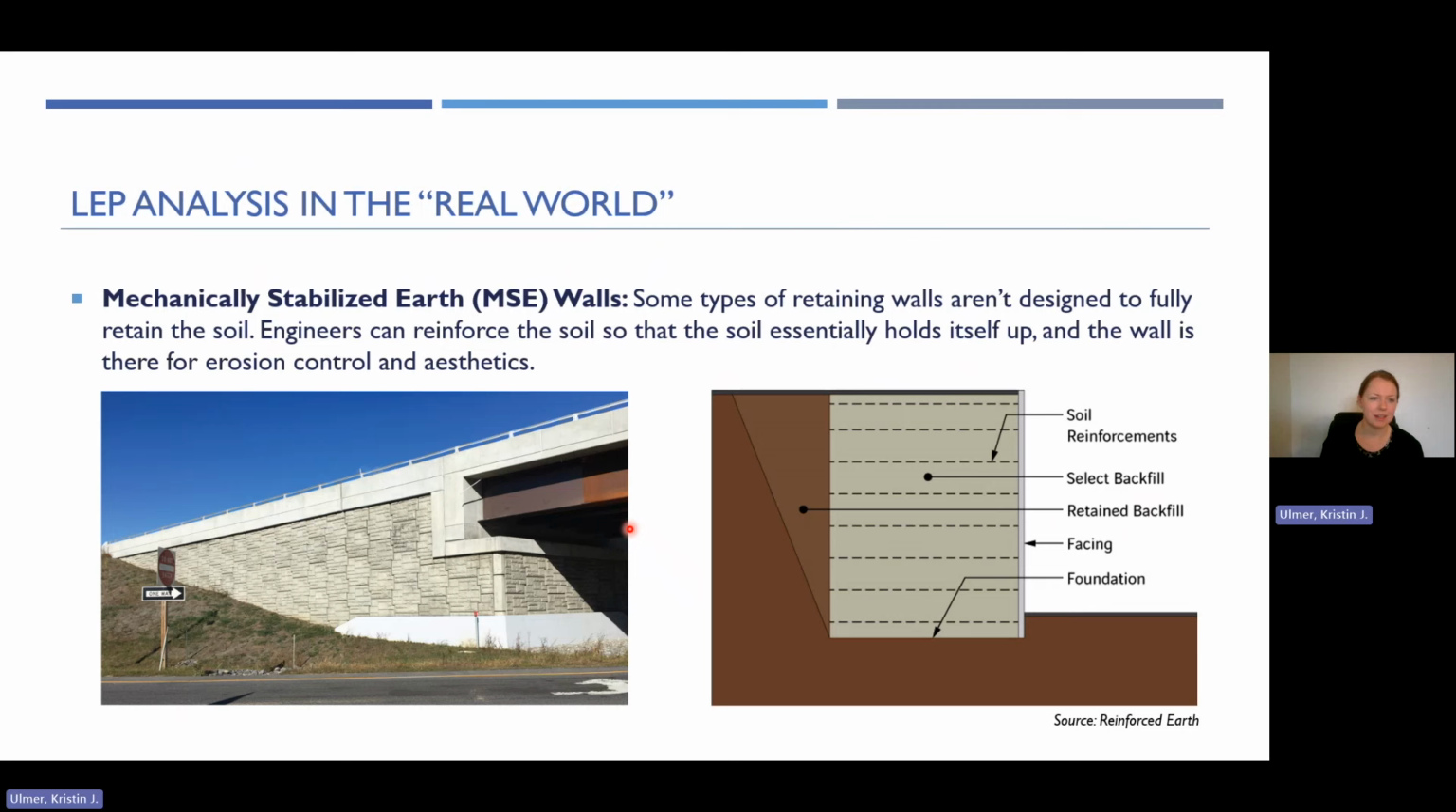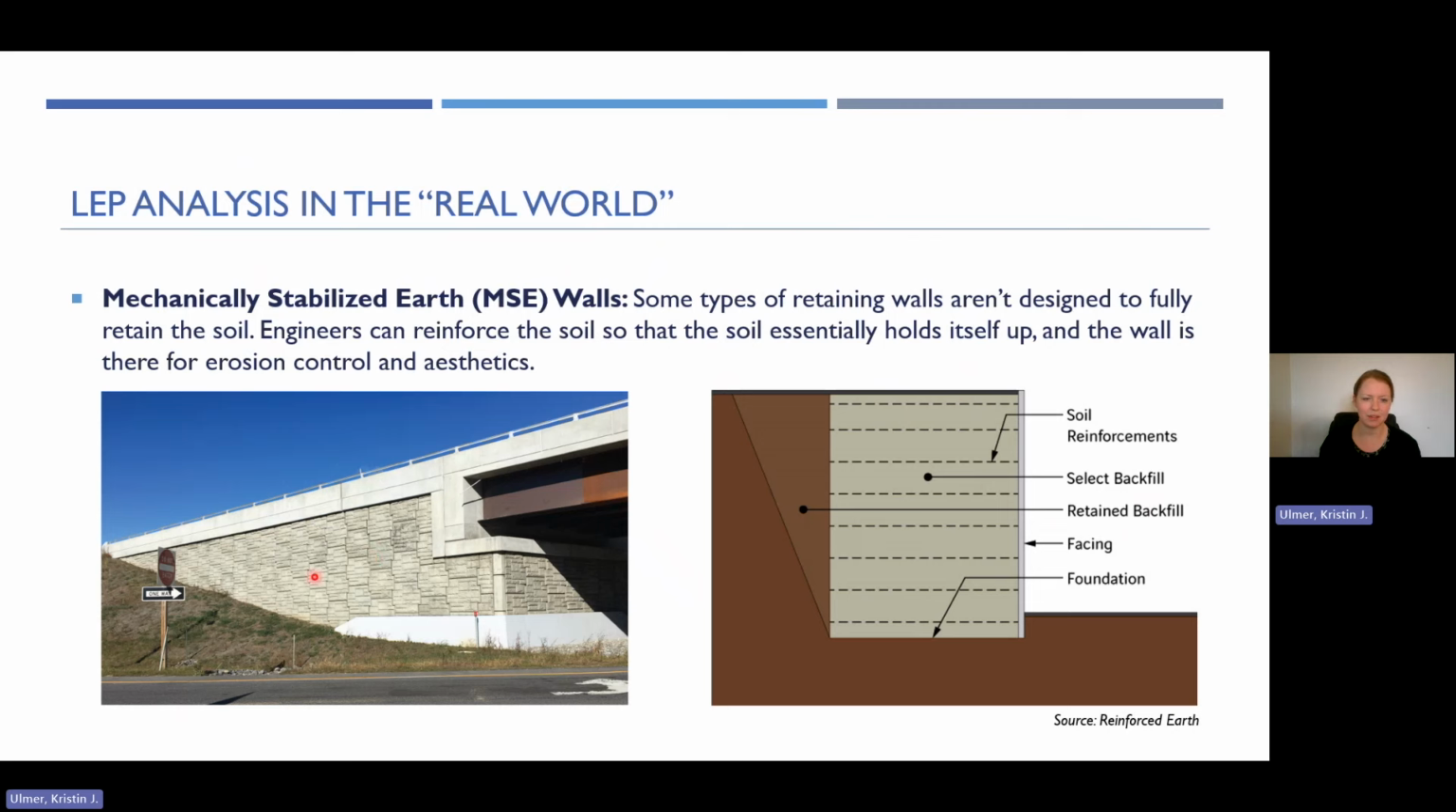Another interesting thing is that mechanically stabilized earth walls are pretty common, and you've probably seen a lot of these out on your drives near freeways, overpasses, and things like that. So some types of retaining walls aren't really designed to fully retain the soil, as we've been talking about, but rather engineers can reinforce the soil so that the soil essentially holds itself up and the wall is there for erosion control and for aesthetics, right?